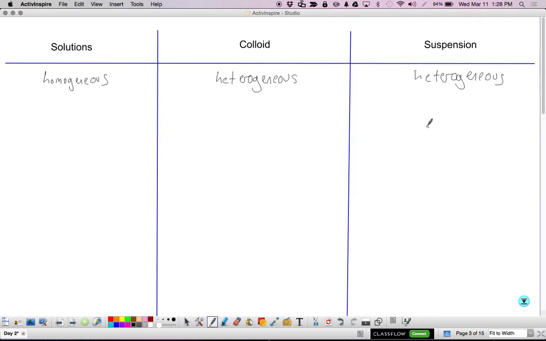The next thing that I think differentiates these is the size of the particle. And by particle I mean the solute rather than the solvent. Solutions have very small particles. Colloids have medium-sized particles. And suspensions have very large particles.